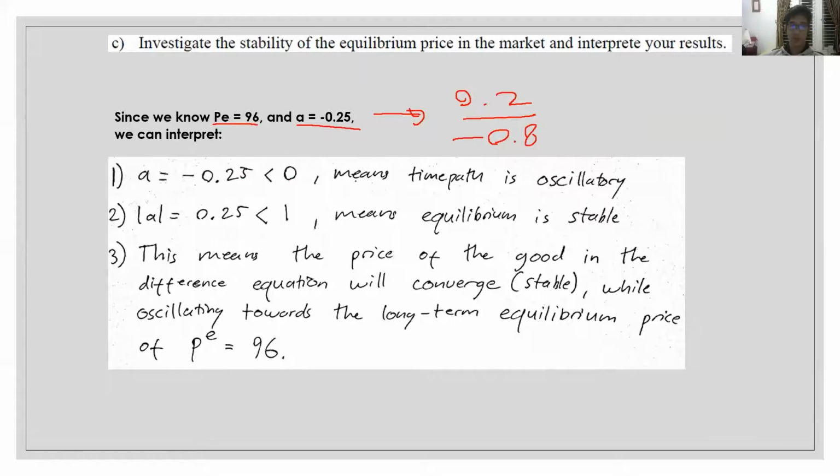So from our alpha, we can interpret, the first thing we can interpret is that alpha is smaller than 0, which means the time path is oscillatory. I'll show you later what that means. And then second, the absolute value of alpha is smaller than 1, which means the equilibrium state is stable. So we know that the time path is oscillatory and the equilibrium is stable. So the final interpretation is that the price of the good in the difference equation will continue to converge, which means it's stable, while oscillating towards the long-term equilibrium price of P_E equals 96.